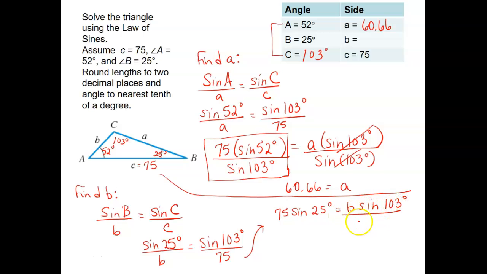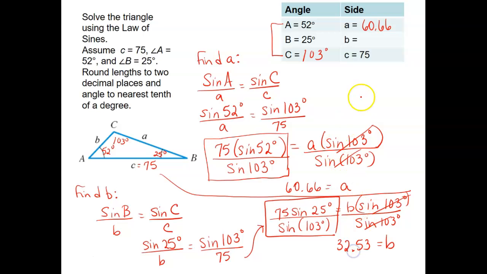We'll divide away this sine of 103. Remember that this is 1 unit here, so I can't split this apart. I've got to take it all together. Okay, so this is going to cancel. So b is going to be, and this is where I'll put this answer here in my calculator to get the number answer for it. And when I put that in the calculator, I should get 32.53 approximately.